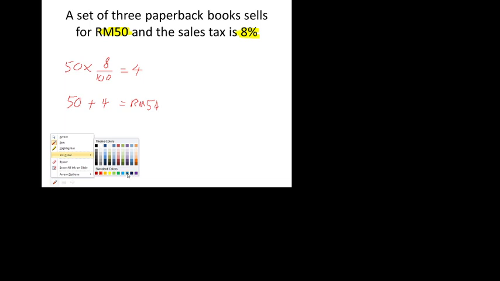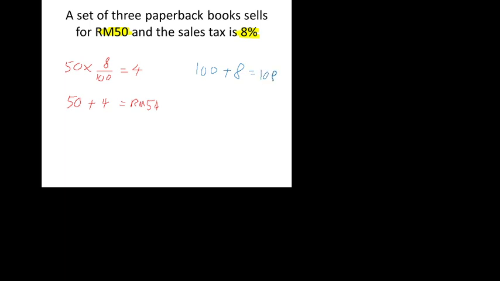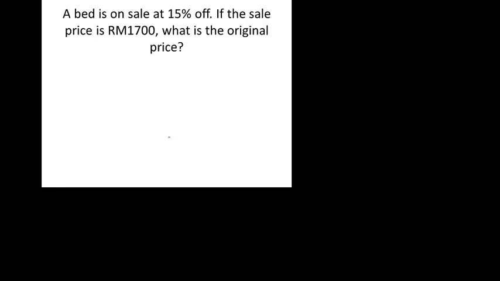Of course, you can also use the other method, the blue method. Let me change to the blue pen first. You plus the 8% first. Just now discount is minus, now I plus. So I get 108%. After that I do 50 times 1.08 equals 54 ringgit. So either method will work also.